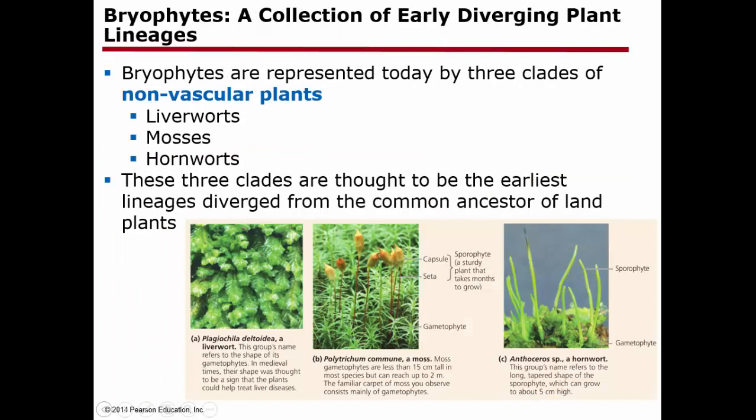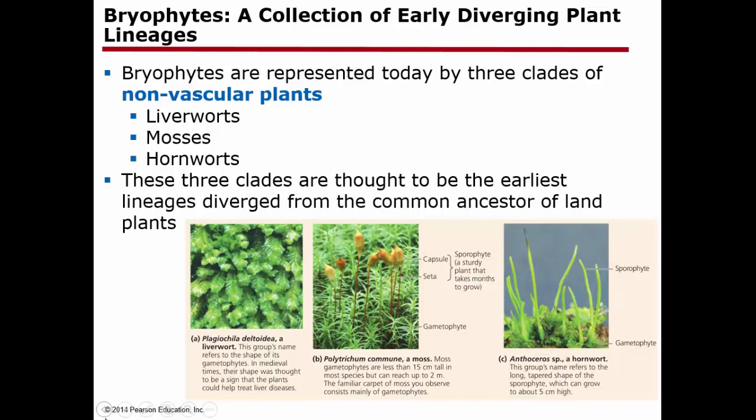Now let's look at the paraphyletic group, the non-vascular plants. They're also known as the bryophytes, and at one point, when they were thought to be a monophyletic clade, that was considered a separate phylum within the kingdom Plantae. So the three monophyletic clades that make up this paraphyletic group are the liverworts, shown here as this small leafy green plant, the mosses that I'm sure you're familiar with, and this spiky plant here known as a hornwort.